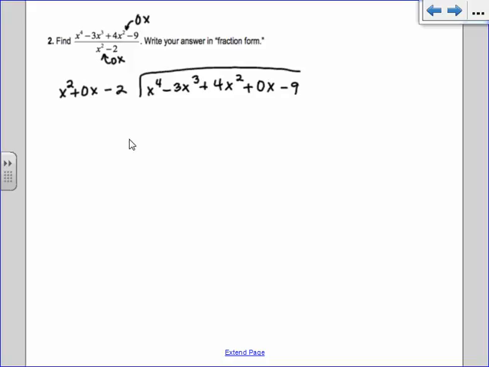All right, so I say, what do I multiply x squared by in order to get x to the fourth? Okay, so x squared times what gives me x to the fourth? Okay, x squared. So I take that x squared and I multiply by everything in the divisor. So I'm going to do x squared times x squared is x to the fourth. X squared times 0x is 0x cubed. X squared times negative 2 is negative 2x squared. Okay, and I draw the line, change the signs, and add straight down. So my x to the fourths go away. I get negative 3x cubed plus 6x squared, and I drop my next term, plus 0x.